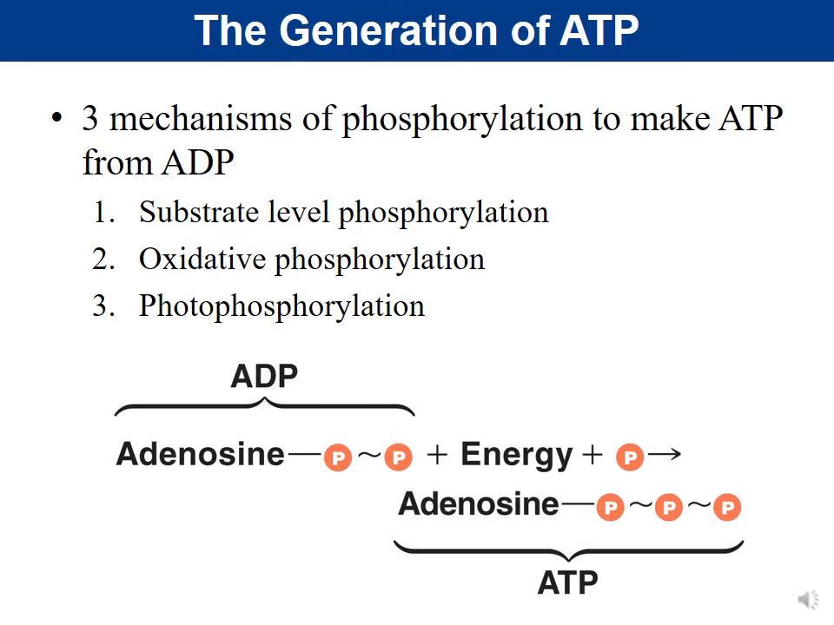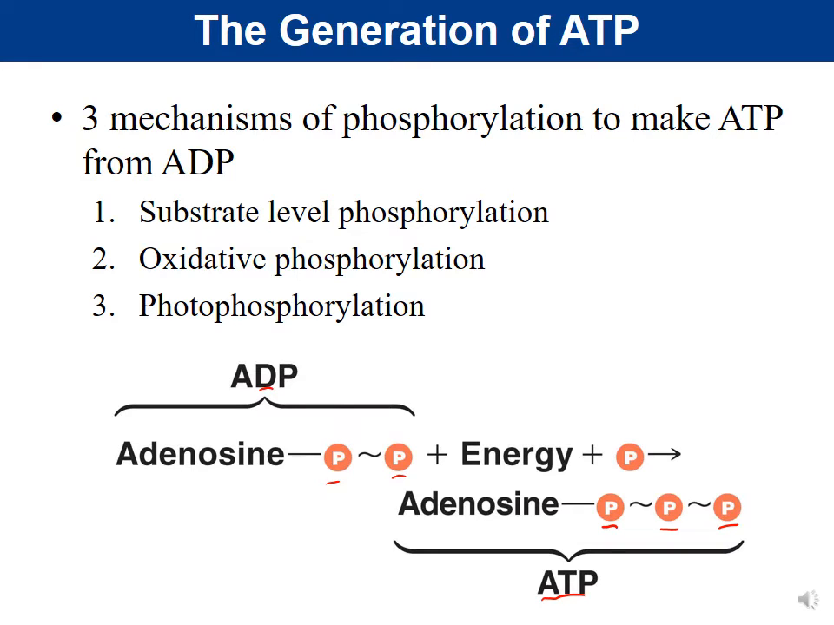So now we're going to look at the way that ATP is generated. There are three basic mechanisms of phosphorylation that are used to make ATP from ADP. Remember that ADP is adenosine diphosphate, so notice that it has two phosphate groups. When we go to form ATP, we need to add a phosphate group onto ADP, forming ATP, which is adenosine triphosphate. So notice we have 1, 2, 3 phosphate groups. And so we're going to build ATP.